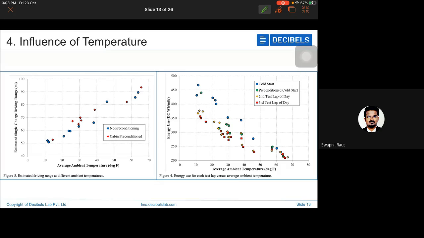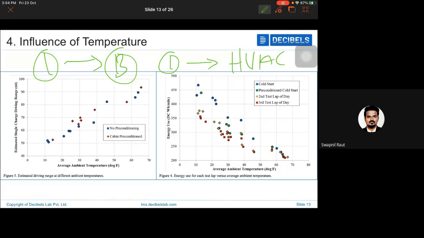So one, temperature influences the battery, right? And the other one, temperature also influences the heating and ventilation, HVAC system. Okay, so if you have a very hot sunny day, for example, you're definitely going to turn on your AC, air conditioning system, correct? So in an electric vehicle, the air conditioning system has to run on battery power, correct? So it is basically consuming the energy from the battery.